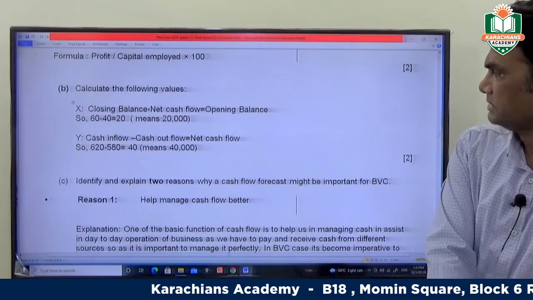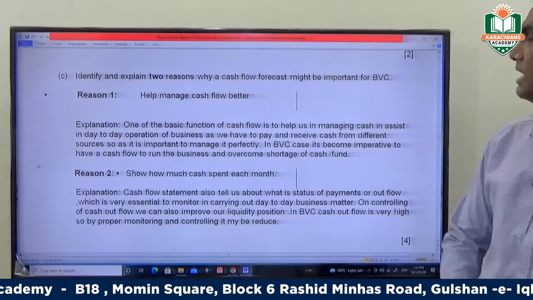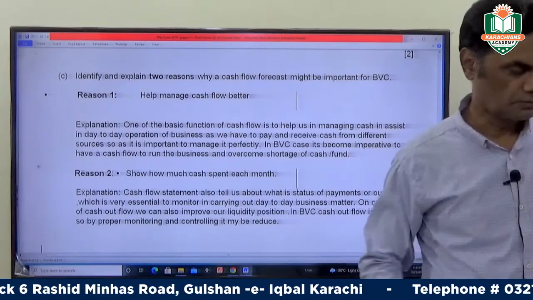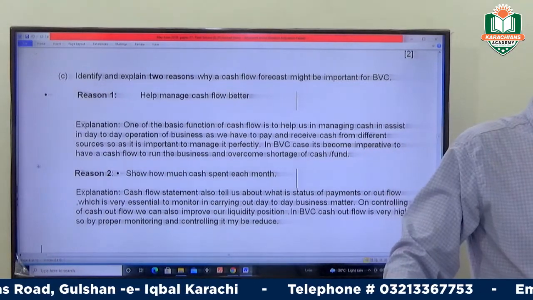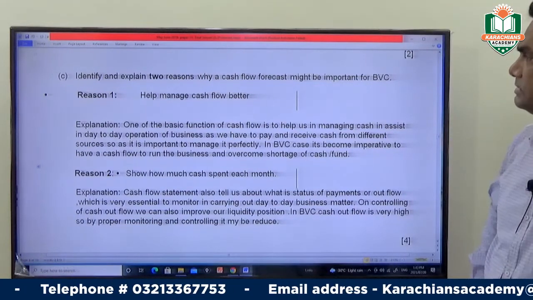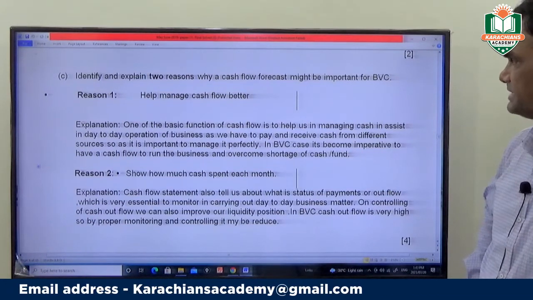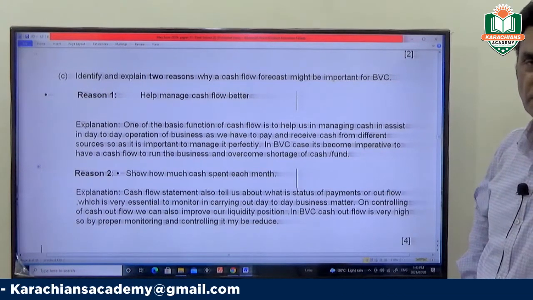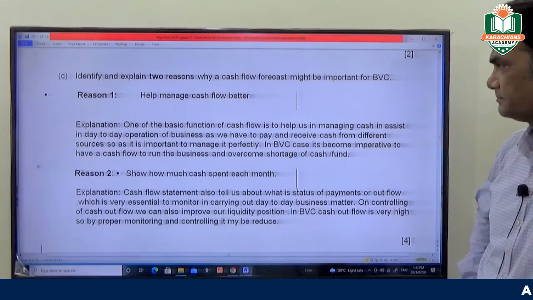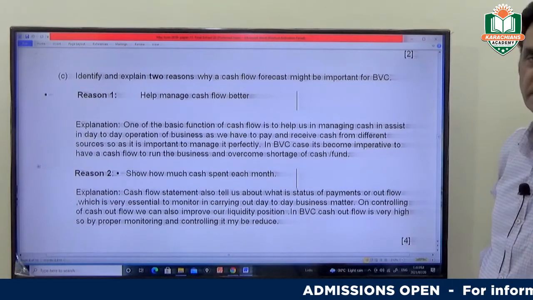Now come to question 3C. Identify and explain. This question carries 4 marks. Identify, explain 2 reasons why a cash flow forecast might be important for BVC. This question comes from chapter 23, cash flow. Here we have to identify and explain the importance of cash flow forecast. Number 1 reason is it helps manage cash flow better. 2, it shows how much cash is spent each month.